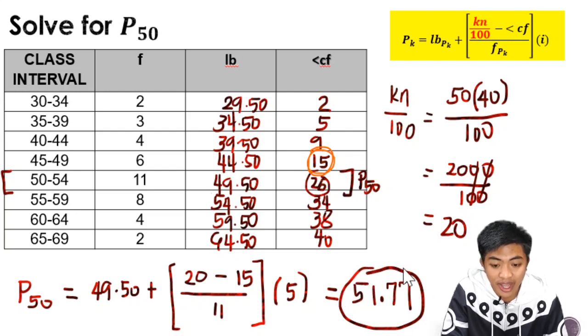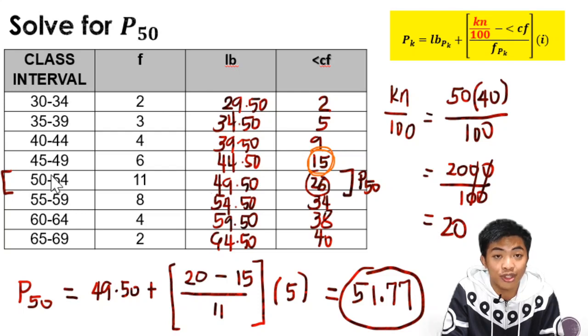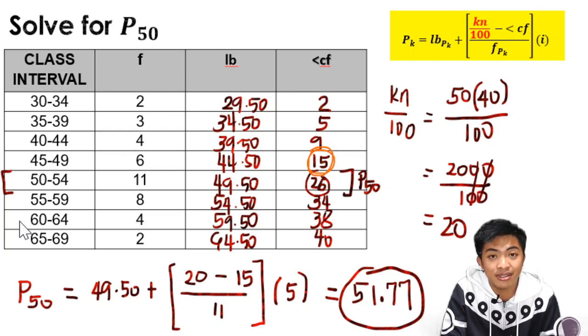Kung titingnan nyo guys, yung nasolve natin is a number in between 50 and 54. So dapat ganun guys. So kung yung nasolve mo dito is 61, then the answer is wrong. Kasi nga, yung 50th percentile class natin is supposed to be a number in between 50 to 54. So that is also one way of checking if your answer is correct. Okay, so let's proceed to another example.